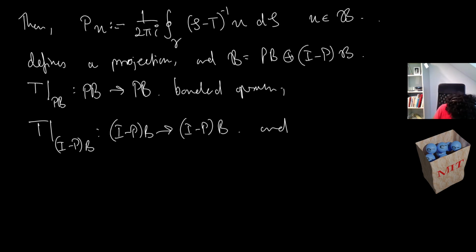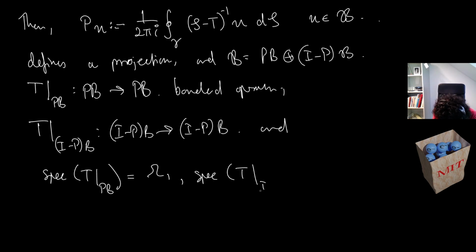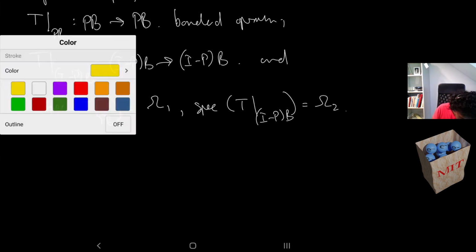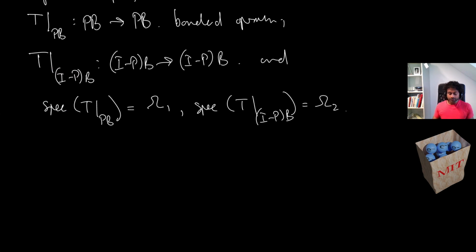And the spectrum of T restricted to P of B is equal to omega 1, and the spectrum of T restricted to 1 minus P of B is omega 2. Okay, so this is a very important proposition because it gives us an indication of how to use contour integration to split up a space with respect to an operator.